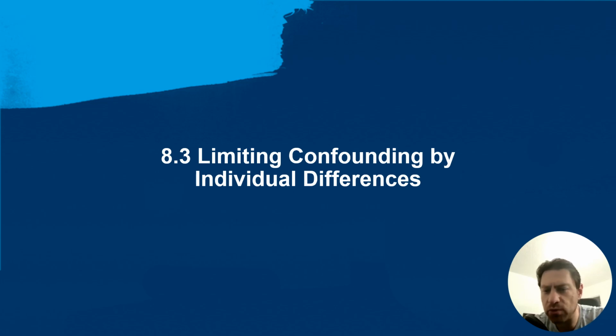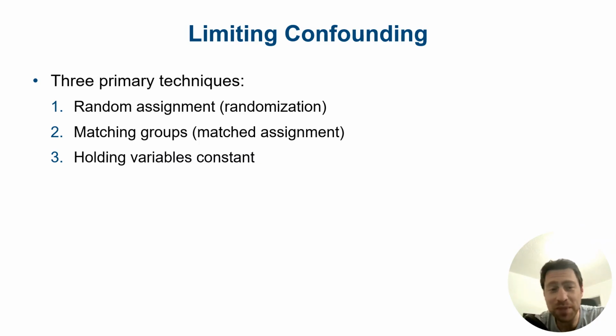So this is section 3 of chapter 8, and we will talk about ways of limiting the confounds that may be caused by individual differences. And the good news is that most of this will be review from the last chapter. We already covered these topics, but we'll talk about them again. And so the three techniques for limiting the confounding effects of individual differences and creating equivalent groups are random assignment, matching, and holding variables constant.